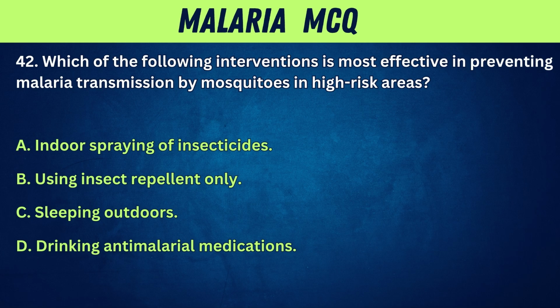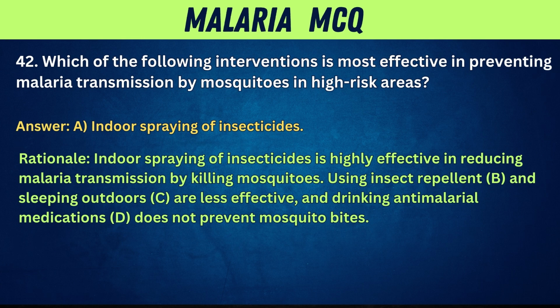A. Indoor spraying of insecticides. B. Using insect repellent only. C. Sleeping outdoors. D. Drinking antimalarial medications. Answer: A. Indoor spraying of insecticides.